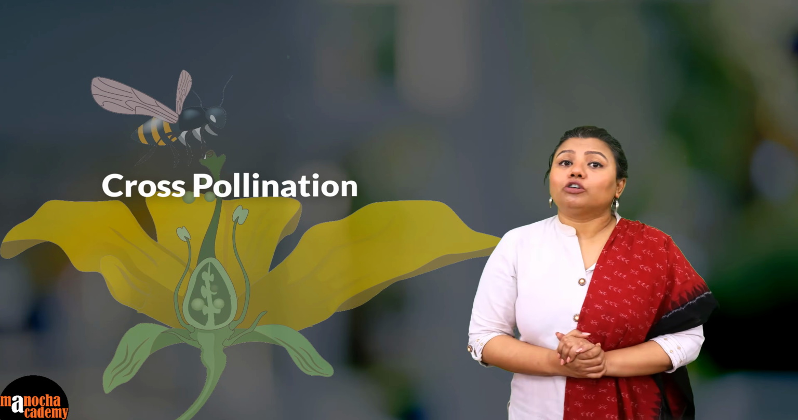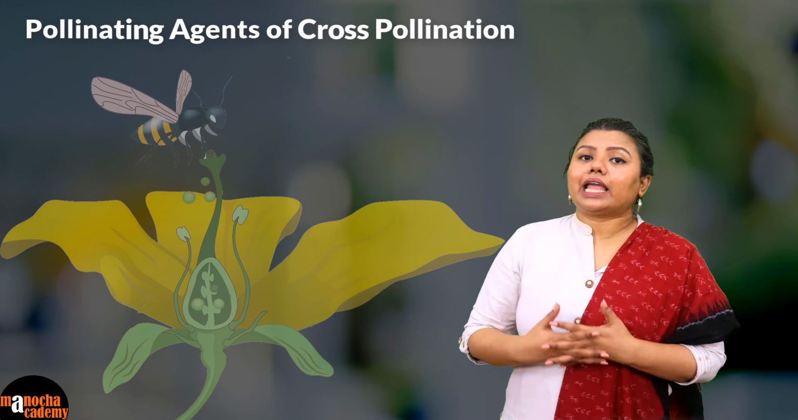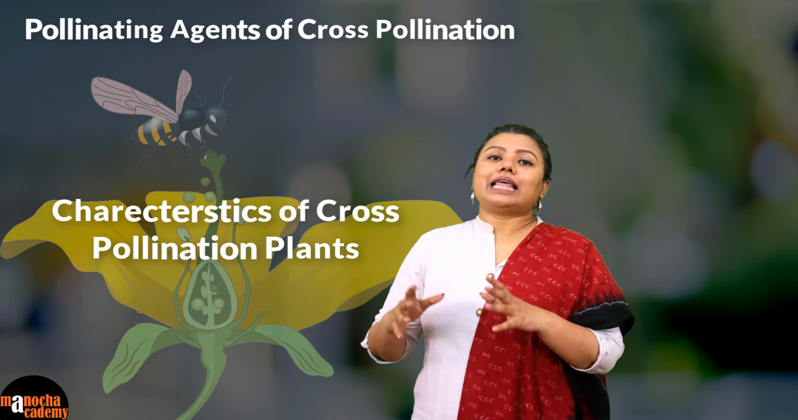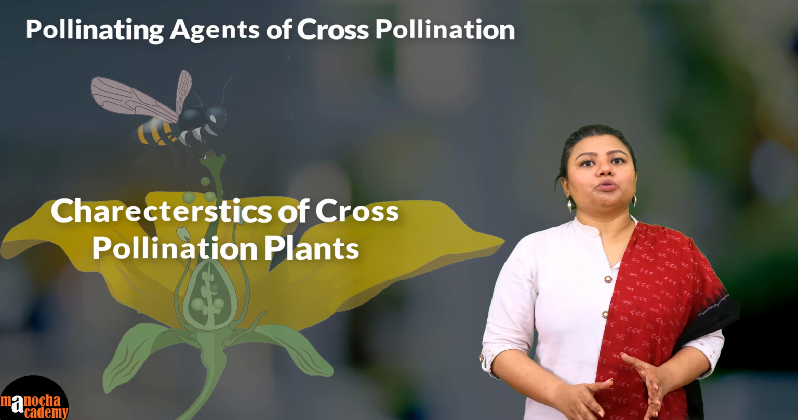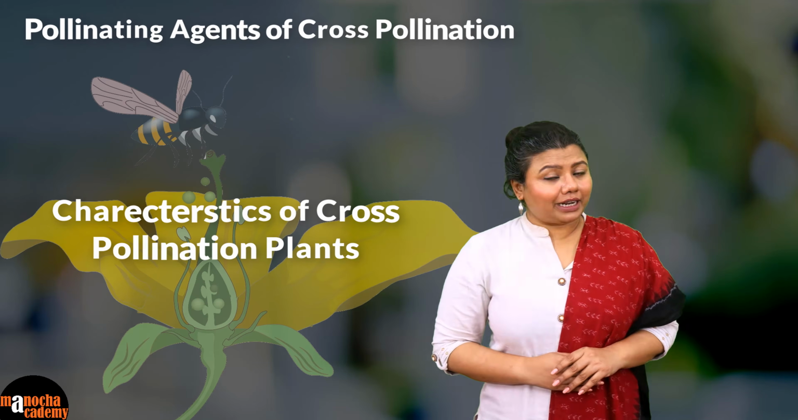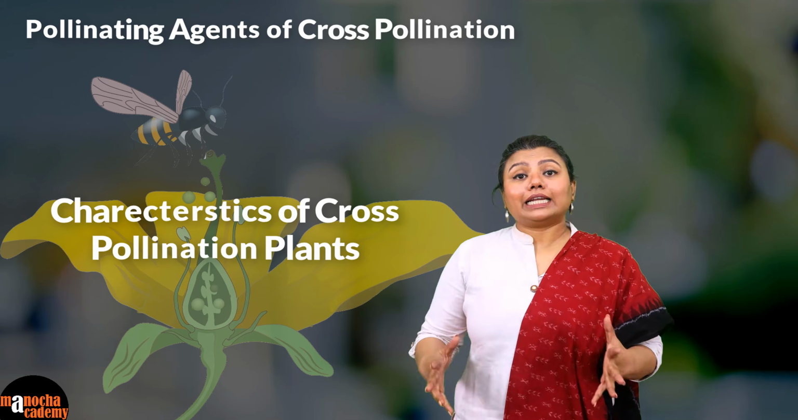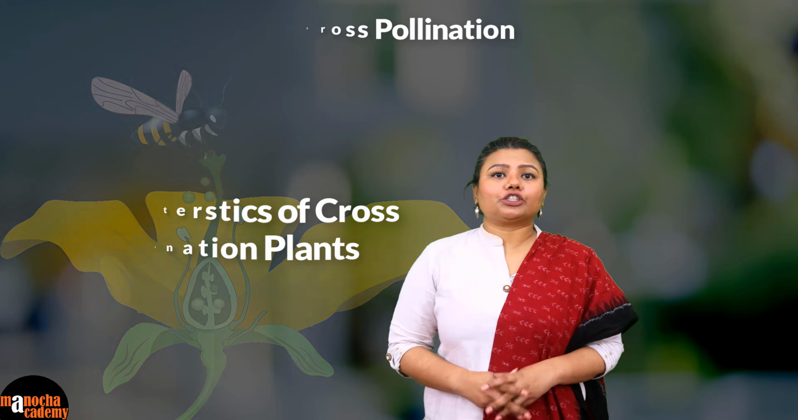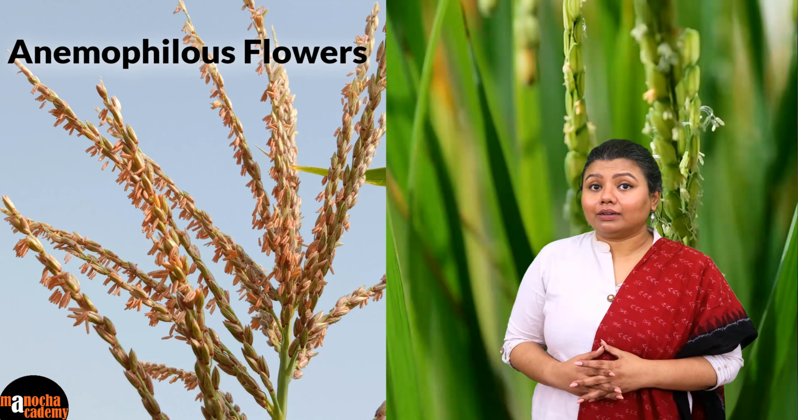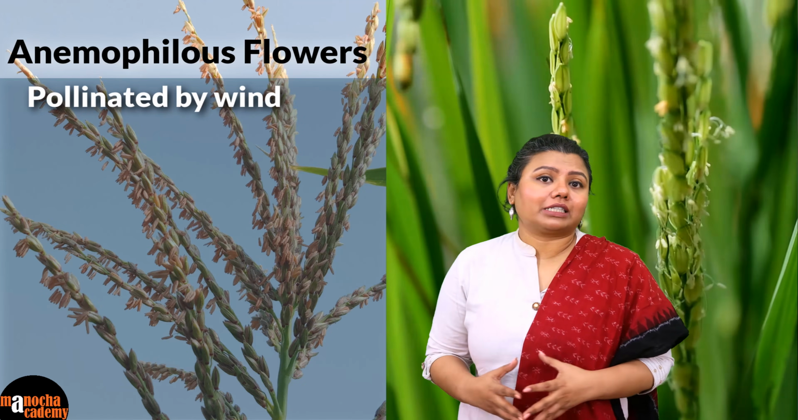Now let us talk about cross-pollination. What are the different agents that help in cross-pollination, and what are the characteristics of plants that contribute to an obligatory cross-pollination? Let's first talk about the different kinds of flowers on the basis of the pollinating agents. Let us talk about the characteristic features of an anemophilous flower. An anemophilous flower is one that is pollinated by wind, for example maize, for example grass, etc.